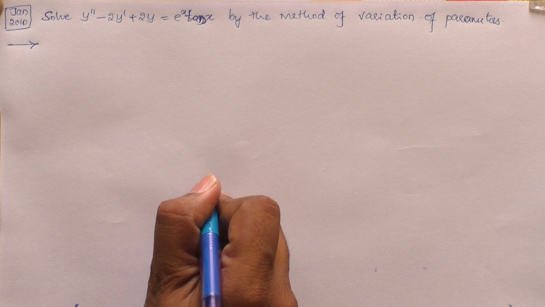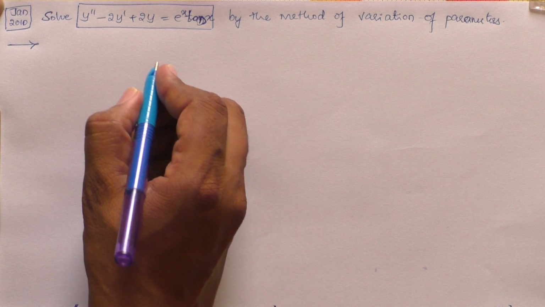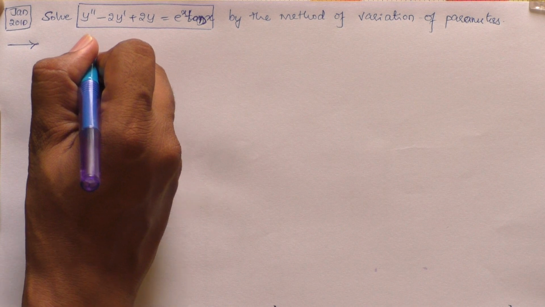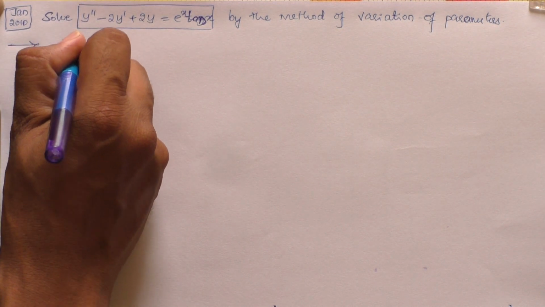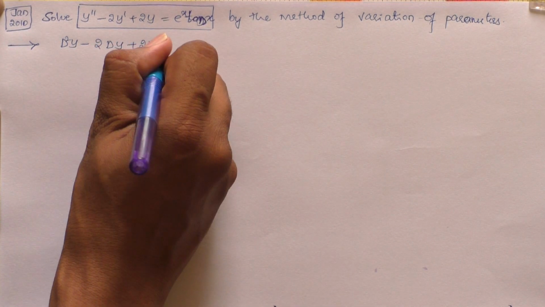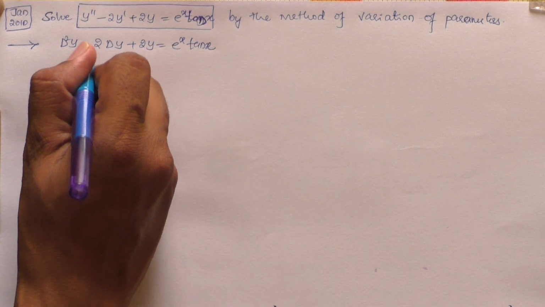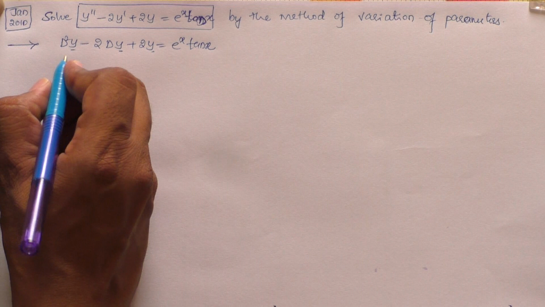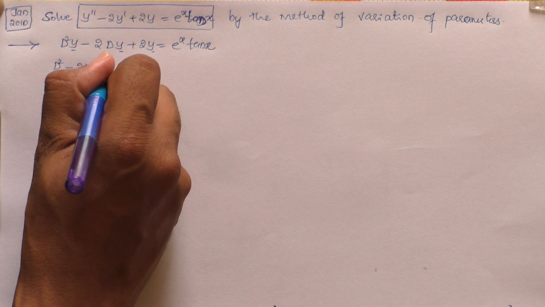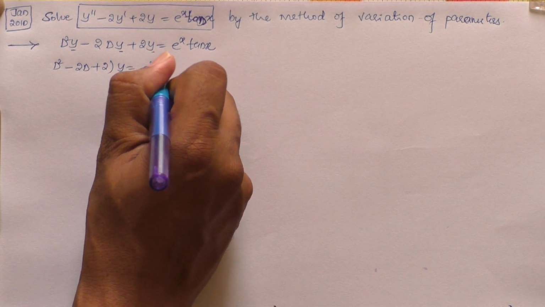So let us solve another problem. Here the given equation is y double dash minus 2y dash plus 2y equal to e raised to x tan x. So here y double dash means D square y, minus 2 y dash means 2D y, plus 2y equal to e raised to x tan x. So here throughout y is common. If you take y common, it can be rewritten as D square minus 2D plus 2 into y equal to e raised to x tan x.